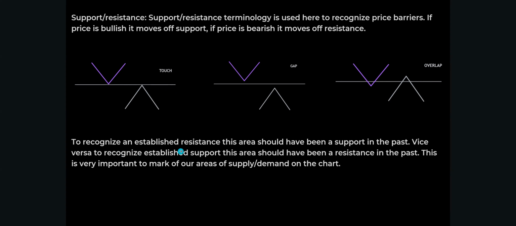So to recognize an established resistance or a support area, right? In this example I've mentioned, to recognize an established resistance, this area should have been support in the past, or vice versa. For an established support, this area should have been also a resistance in the past. This is very important to mark off our areas of supply and demand on the chart.